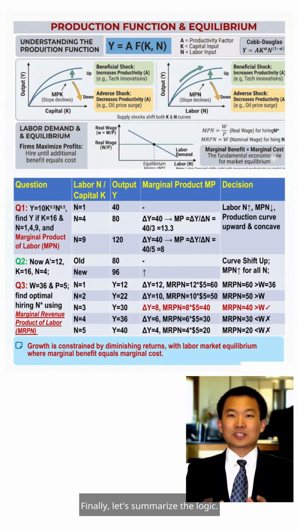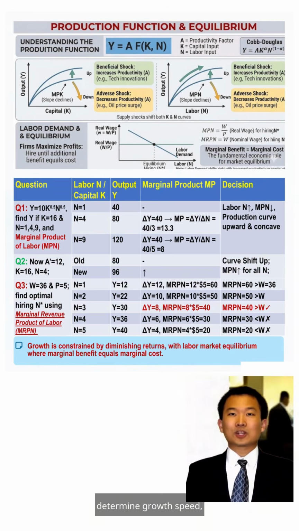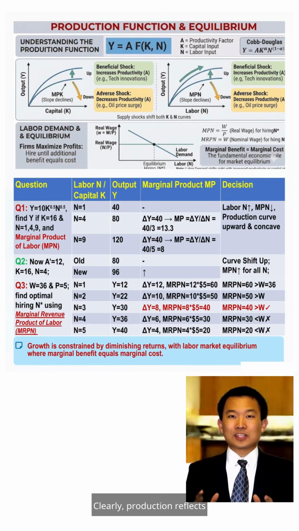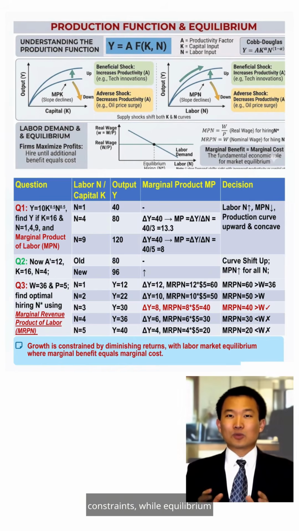Finally, let's summarize the logic. The production function determines capacity, diminishing returns determine growth speed, productivity sets the overall level, and equilibrium comes from marginal revenue equaling marginal cost. Clearly, production reflects constraints, while equilibrium reflects the optimal choice within those constraints.